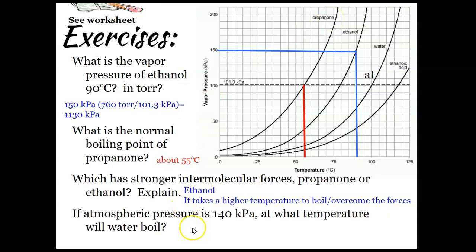So if atmospheric pressure is 140 kPa, oh sweet, kPas, at what temperature will water boil? So I got to find 140. If that's 150, 140 should be right here. I'm going to follow the line all the way over to water, and then I'm going to follow all the way down, and it is roughly about 110 degrees Celsius.